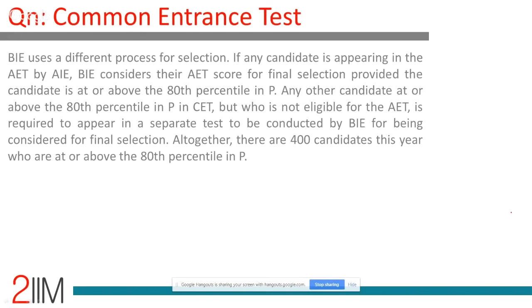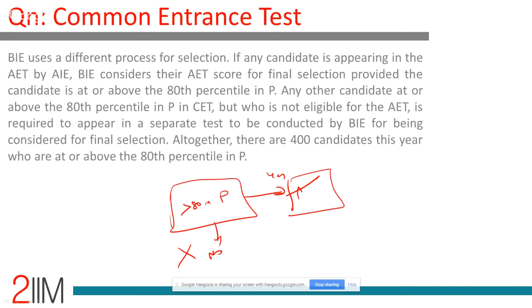The remaining who don't tick all these boxes but have got more than 80th percentile in P, have to write this BIE exam. So one set of criteria: greater than 80 in P, yes, no. No, you're out. If it is yes, then the next set of criteria: eligible for AET also? Yes, then your AET score counts. No, then you write some BET score, a separate test conducted by BIE. That's how the algorithm is.